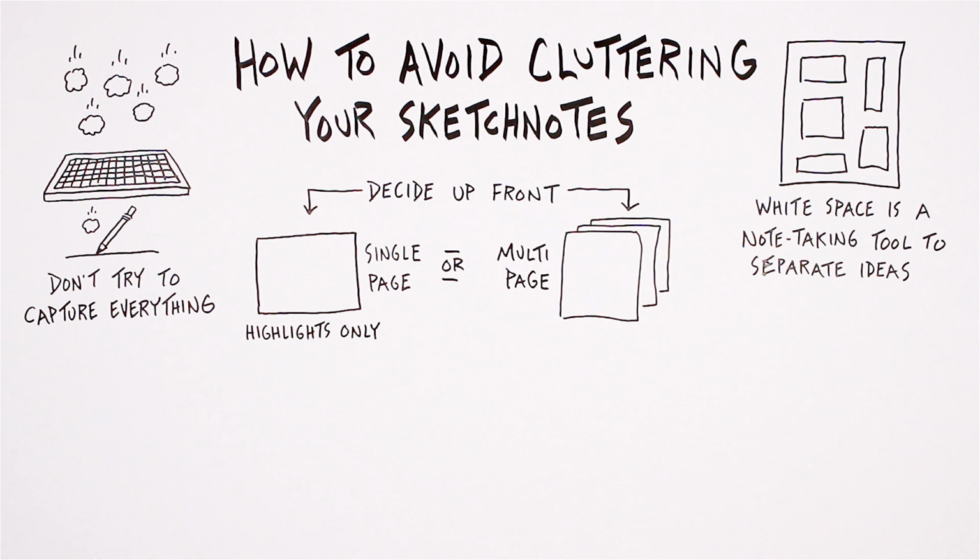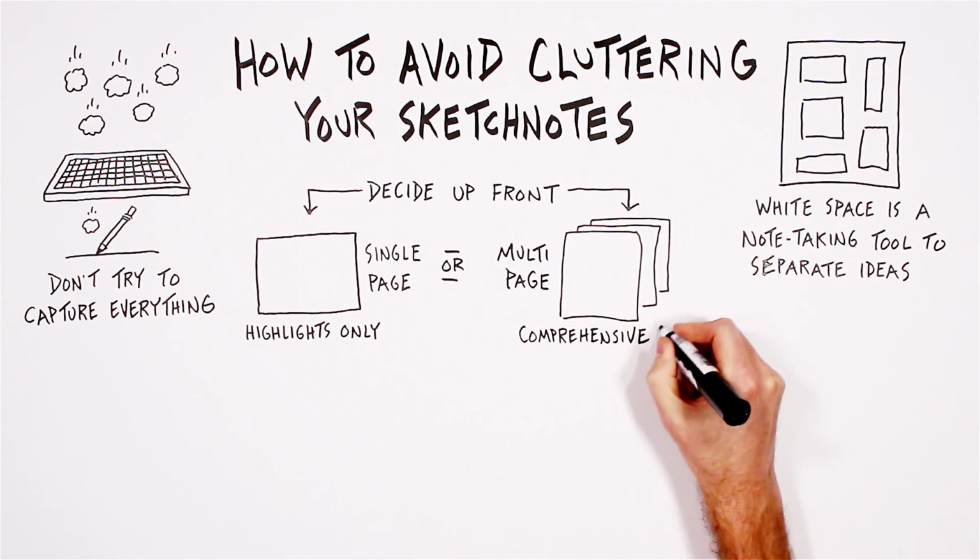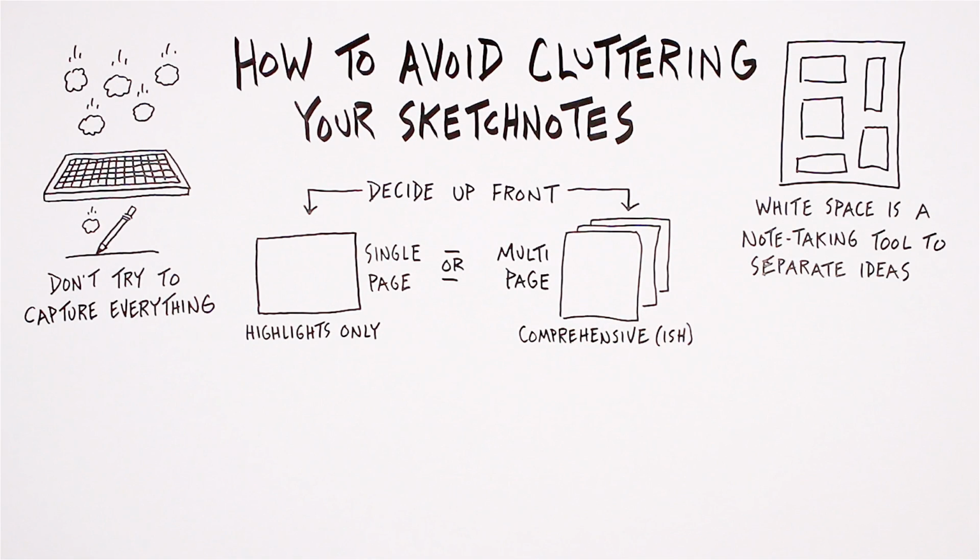But if you'd like to remove that limitation so that you can capture lots and lots of ideas, then the multi-page approach is better for you. That allows for more of a comprehensive capturing of the ideas you're taking in. And I use comprehensive-ish here to reinforce that you're not trying to capture everything. Even with a multi-page approach, you still need some sort of a filter to decide what makes it onto the page and what doesn't. So that's kind of the high-level question to ask yourself first, whether you want to limit yourself to a single page of notes or allow for multiple pages.